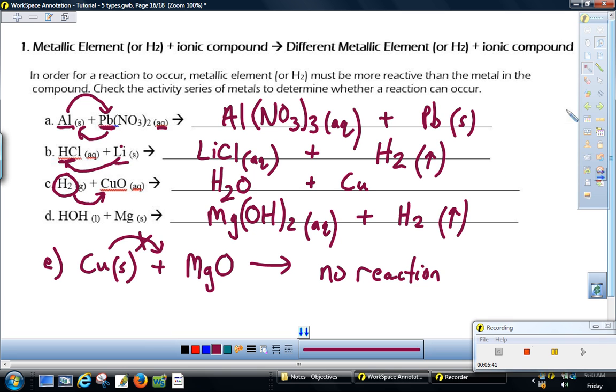Alright, so I hope this helps. We'll come back and we'll take a look at some more. Double displacement reactions next, double replacement.